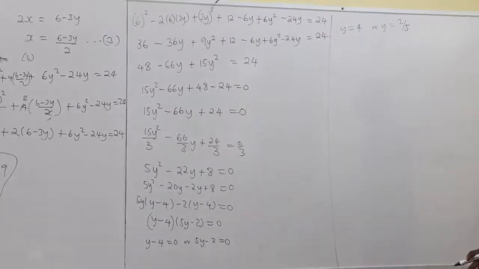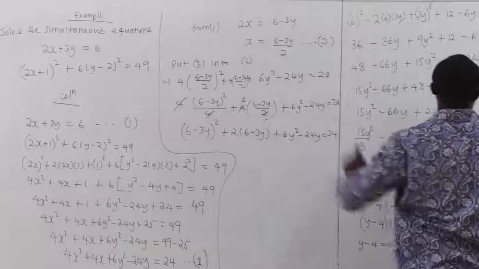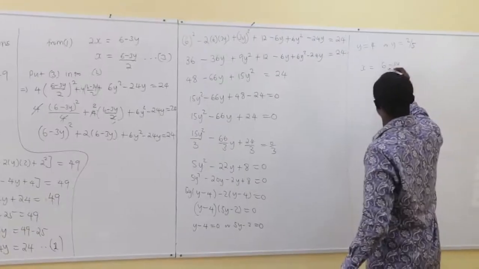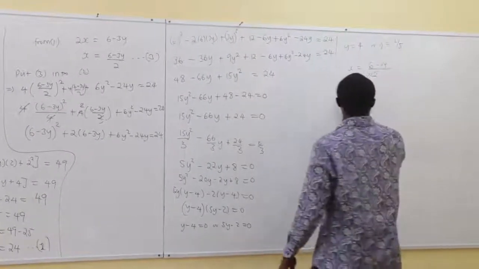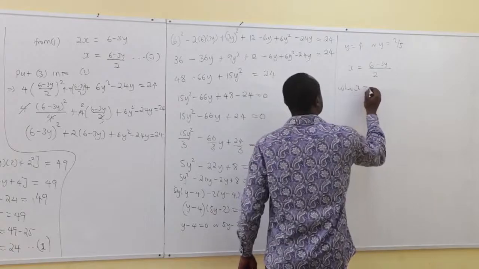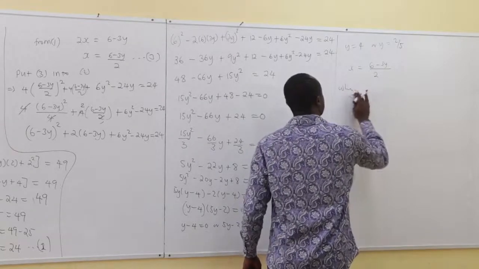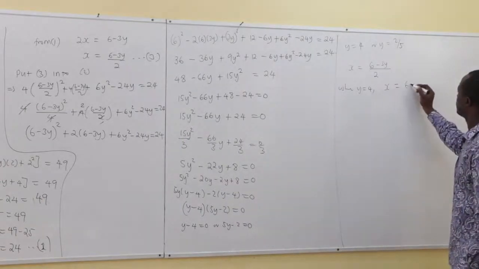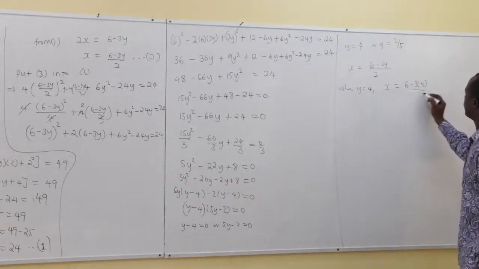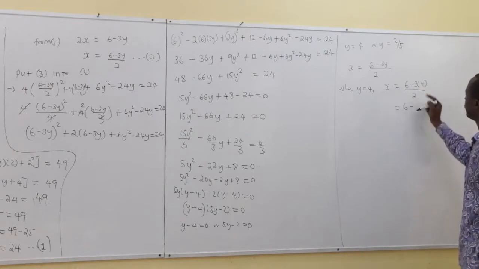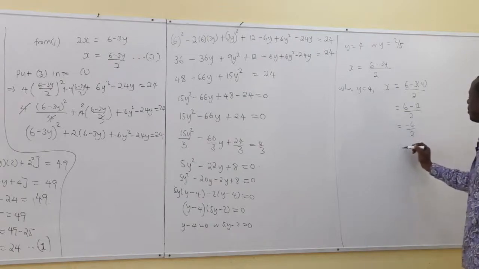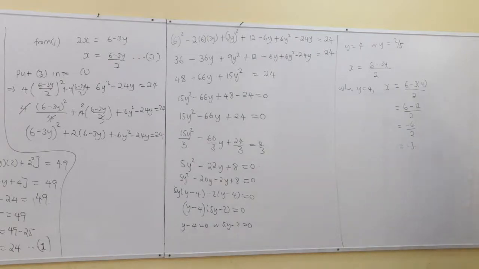Now, we want to find x. What is x from the beginning? What did you get for x? We had x equal to 6 minus 3y all over 2. So when y is 4, what is x? X is 6 minus 3 times 4, all over 2. 6 minus 12 is negative 6, over 2, and then we are getting negative 3.